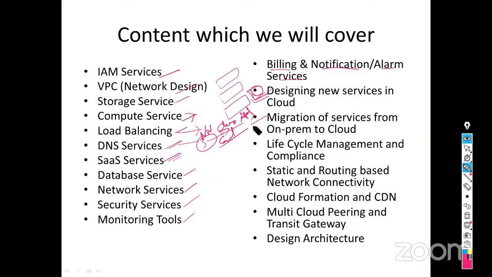How we can manage interoperability and portability, how we can check vendor lock-in and vendor lock-out, and how we can review SLAs. Then we will also go through life cycle management, right? In terms of regulatory and compliance, we will cover static routing of network connectivity. Then we will cover CloudFormation, content delivery networks, how we can connect AWS with Azure or GCP, or if you want to connect your cloud with your on-prem environment, what transit gateways are, and how we can design the architecture, right?